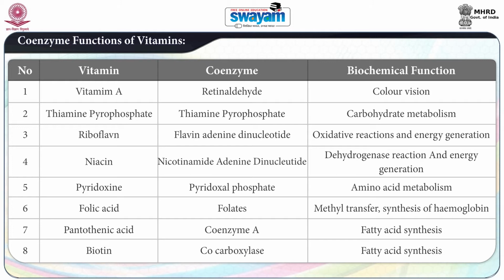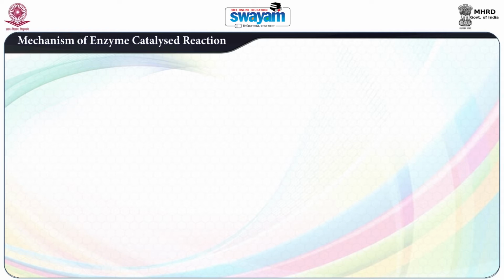Pantothenic acid and biotin, these are involved as coenzymes in fatty acid synthesis and the fatty acid degradation, and these reactions are affected in the absence of pantothenic acid and biotin. So, we have seen how these B complex group vitamins are involved in the enzyme reaction by forming coenzymes or prosthetic groups. Coming to the mechanism of enzyme catalyzed reaction.